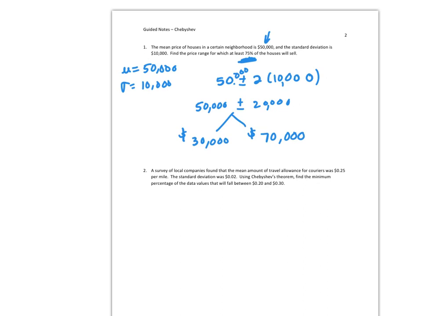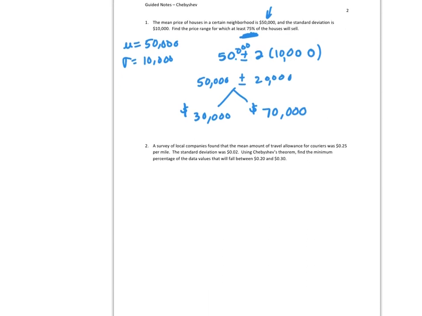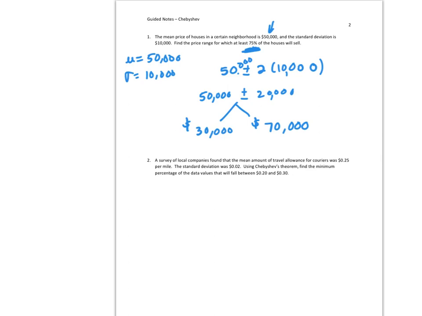And that's using Chebyshev. This next example: a survey of local companies found that the mean amount of travel allowance for couriers was 25 cents per mile. So mu is 0.25. The standard deviation is 0.02. Use Chebyshev's theorem to find the minimum percentage of the data values that will fall between 0.20 and 0.30.